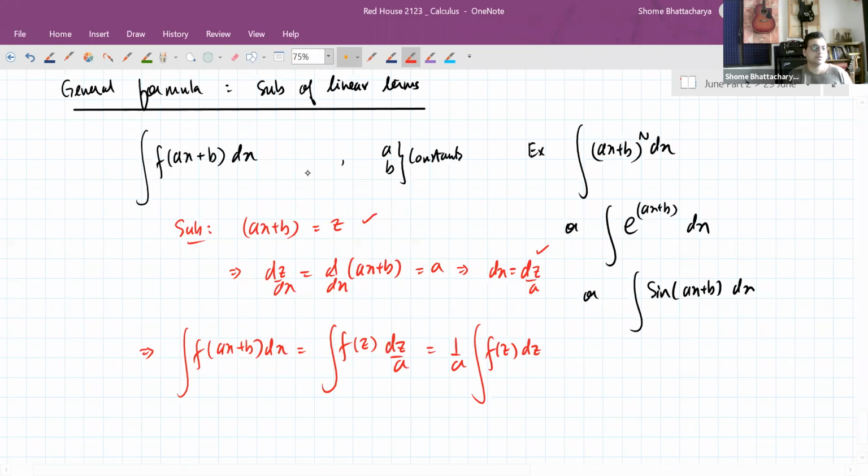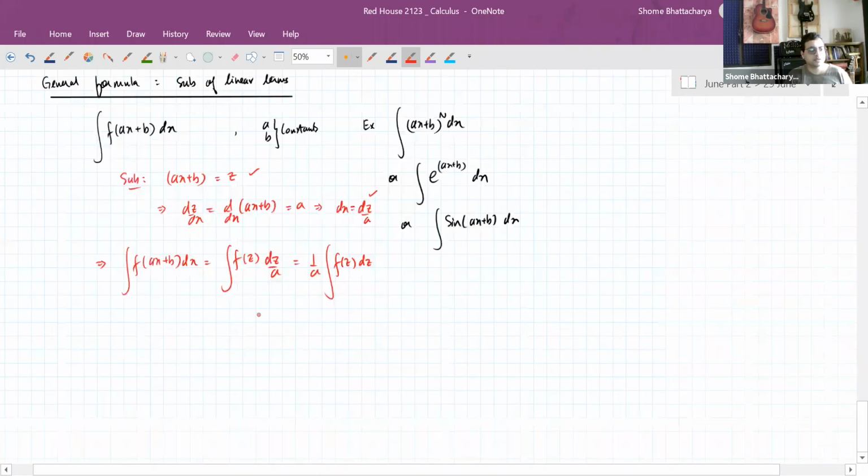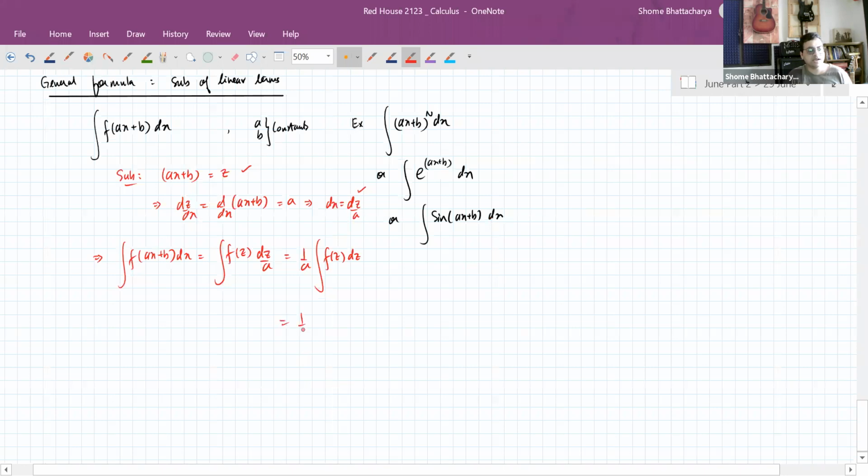So next step, we carry out this integration, whatever it is, and so it is equal to the antiderivative of f. So it will become I(z) plus c, where I(z) is the antiderivative of f(z). Okay. And finally, on resubstitution, so remove the dummy variable.